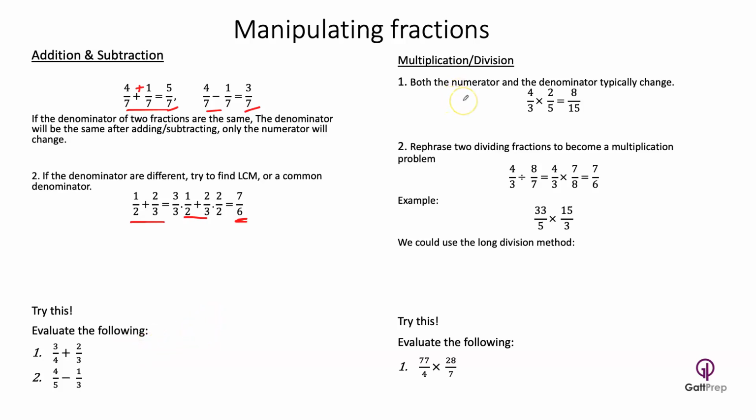Now let us look at how to manipulate fractions under multiplication and division. Whenever you are solving multiplication or division problems, both the numerator and the denominator typically change. Here in this example you have 4 over 3 times 2 over 5. All you have to do is multiply the numerators, 4 times 2, you have 8, and multiply the denominators, 3 times 5, which is 15. So very simple stuff.